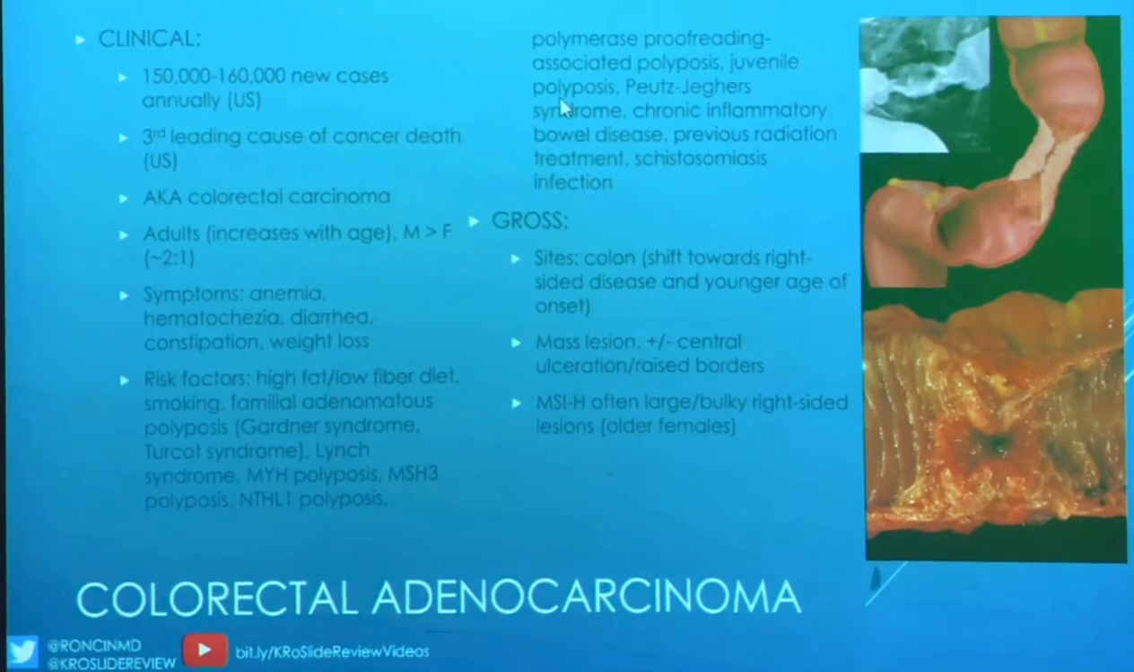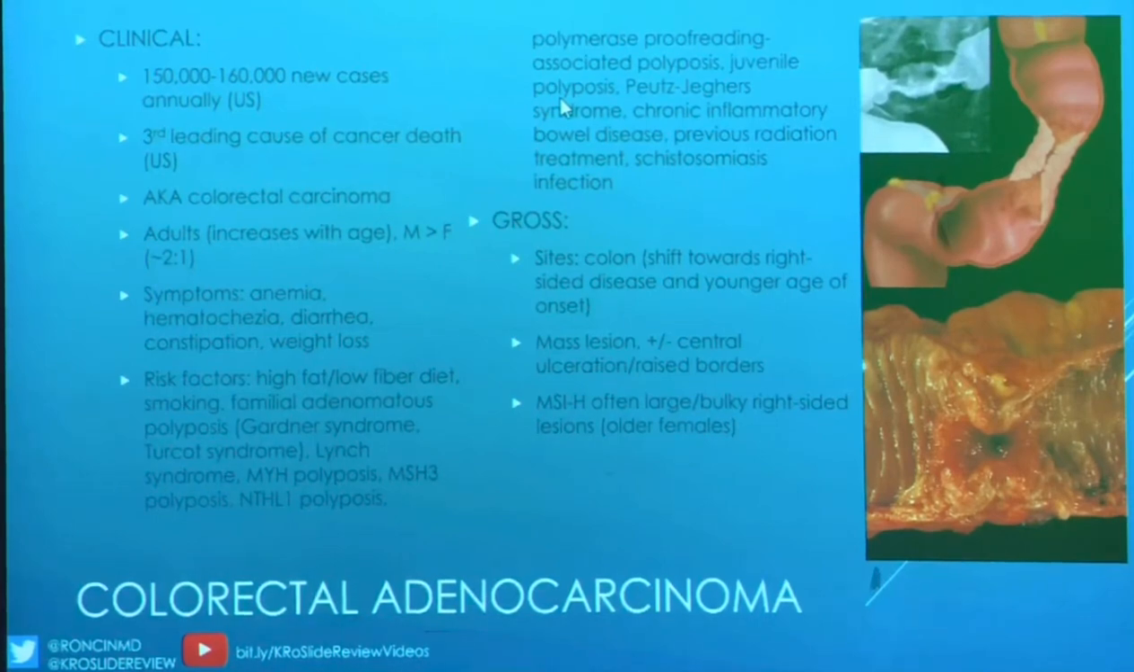Again, adults, increases with age, men more than women, about 2 to 1. All those things make sense because it's in keeping with pretty much everything we've been seeing tonight. The symptoms associated with this are anemia and hematochezia, diarrhea or constipation depending on what the lesion's doing, and weight loss. Risk factors, a whole bunch of them. A lot are associated with smoking, or a diet high in fat and low in fiber, or one of these other syndromes.